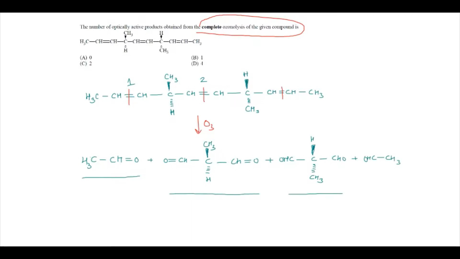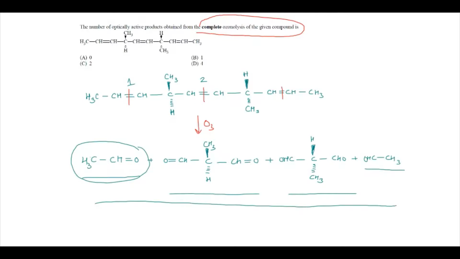they have a plane of symmetry. As all these compounds are symmetric, all the compounds will be optically inactive. So, all these 4 products will be optically inactive. So, the correct answer for this question will be option A, that means 0. So, there will be no optically active product after the complete ozonolysis of this compound.